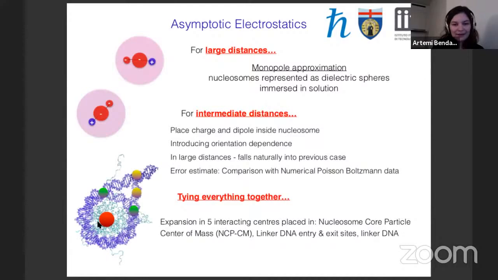One is going to be placed in the center of mass of the nucleosome. 2 of them in the linker DNA entry and exit sites, because this gives us the orientation dependence, basically, and 2 more on the linker DNA, so as to be able to see if the linker DNA is straight, if it's curved, or generally what it's doing, because as I said before, this has repercussions then on the global topology of the structure.